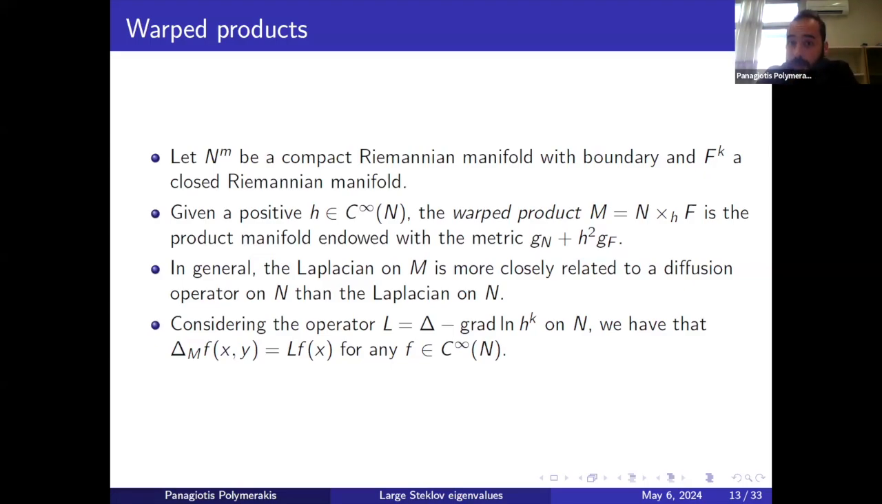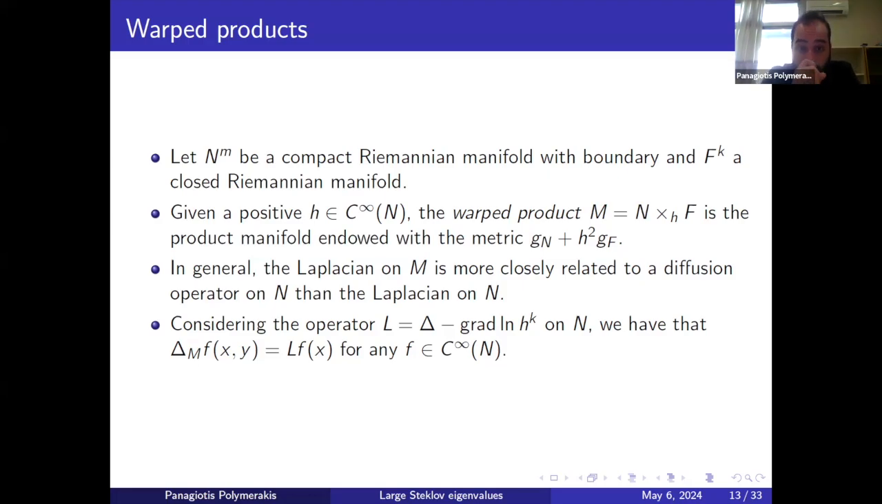So let N be a compact Riemannian manifold with boundary and F a k-dimensional closed Riemannian manifold. Given a positive smooth function h on the manifold N, the warped product is just the product manifold with this Riemannian metric. So warped product with index h in our notation means that we have the factor h squared. And in general, there are a few works illustrating that the Laplacian on the warped product is more closely related to a diffusion operator on the base manifold rather than the Laplacian itself on the base manifold.